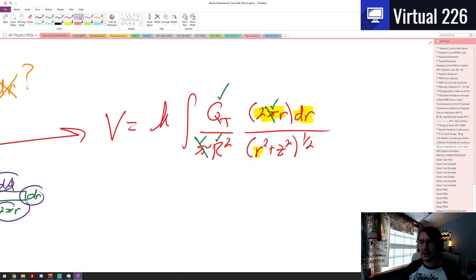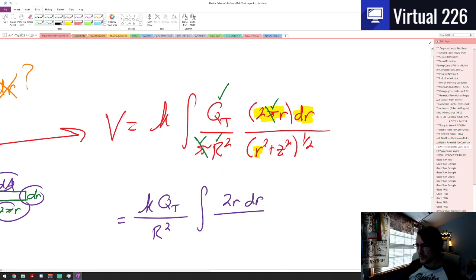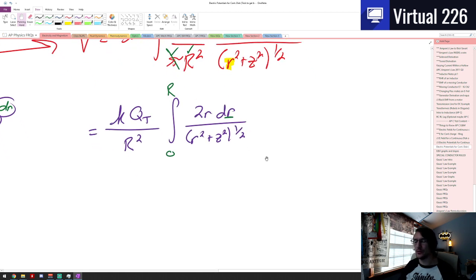So if I pull all my constants out, what I have now is this. I have k, which is actually 1 over 4 pi epsilon naught, we'll come back to that, times Qt over R squared, times the integral of 2r dr over r squared plus z squared to the 1/2 power. And what am I integrating here? Well, I'm integrating from the center of the disk, 0, out to the edge of the disk, because I'm integrating this radial distance here, so the edge is big R. So that's what I'm integrating to.